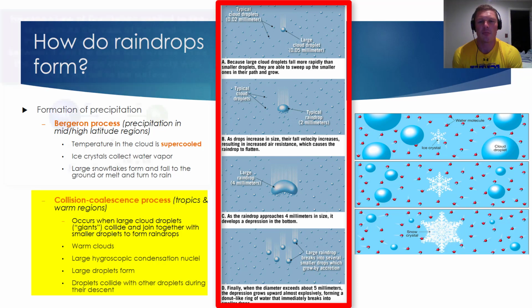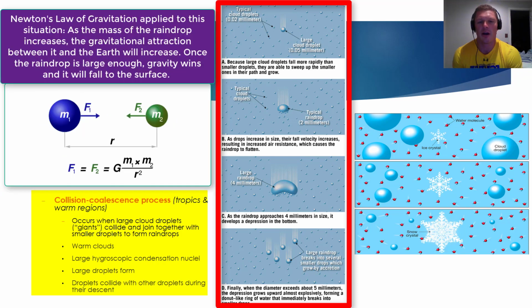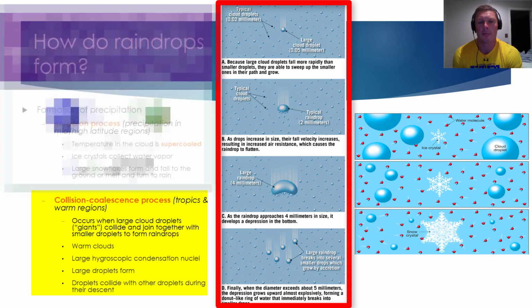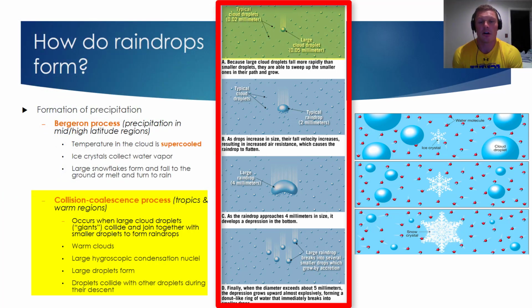A concept that's very important to understanding the collision coalescence process is that large cloud droplets will fall more rapidly than smaller droplets, and when a droplet gets heavy enough, it'll start to fall towards the surface. In picture A, we see a large cloud droplet, and on all sides it's surrounded by typical cloud droplets, which are much smaller. In picture B, our large cloud droplet has collided with some other droplets and grown in size.